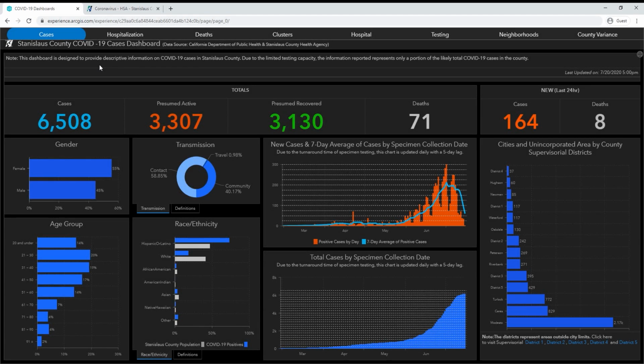In this video, we will be reviewing the Stanislaus County COVID-19 Case Dashboard. We'll go through each tab, identify what is in the tab, and key takeaways you can find. The first tab is Cases.